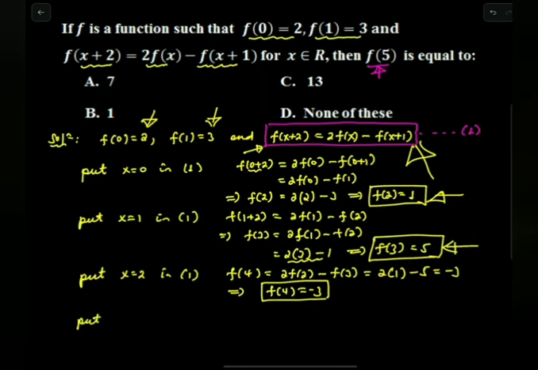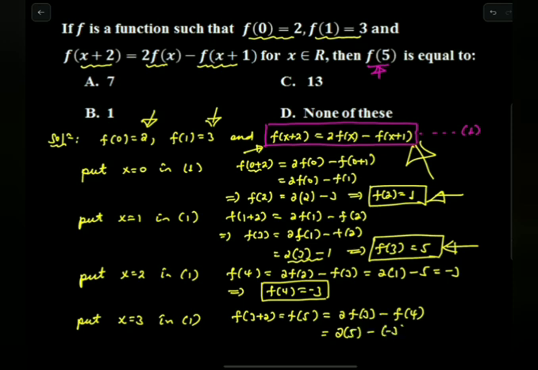So the next thing, we put x is equal to 3 in the first equation. So in the first equation, x is equal to 3, f of 3 plus 2, which is f of 5, is equal to 2 times f of 3 minus f of 3 plus 1, which is f of 4. Okay, so this is 2 times f of 3, which is 5, minus f of 4, which is negative 3. So this becomes 10 minus of minus 3, which is plus 3. The result is 13. Okay, therefore f of 5 is 13.